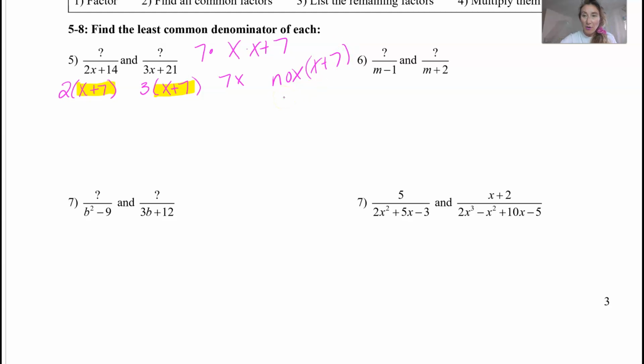And that's going to give you 7x, not x plus 7, because this is a binomial. So whenever you see a plus sign or a minus sign between a letter and a number, you need to know, oh, that's a binomial. I can't separate it. I'll need that exact math phrase, that binomial, to be in the denominator.